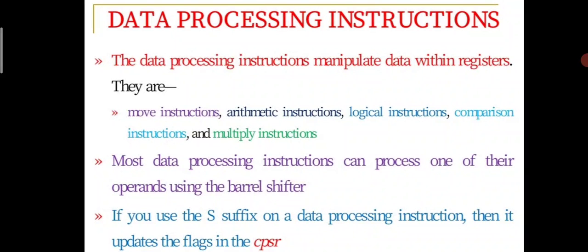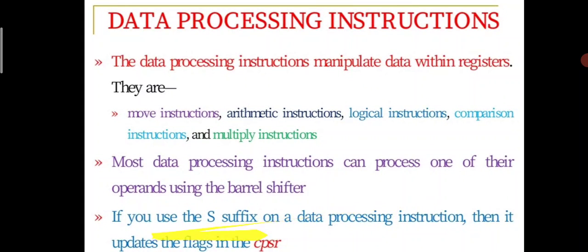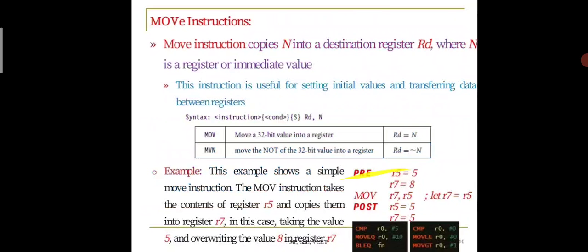Second point: if you use S with any instruction, then the flags of the CPSR will be updated. For example, instead of MOV you write MOVS, or instead of ADD, which is used to add two numbers, you write SUBS. For subtract, 10 minus 10, the answer is 0. If you write SUBS, at that time the zero flag is active, because the answer is 0. That you have to remember.